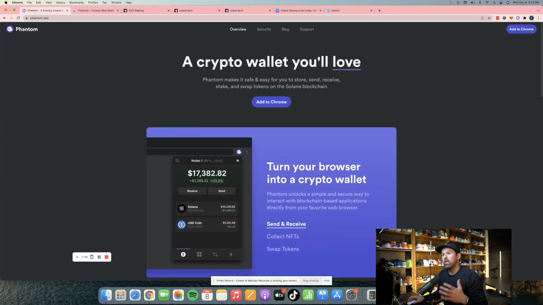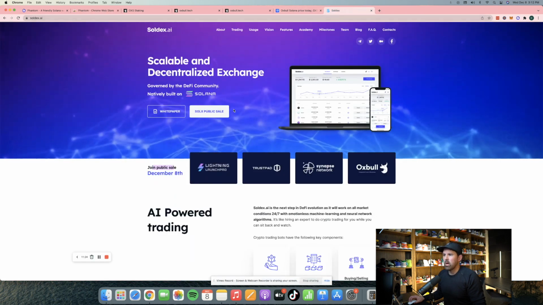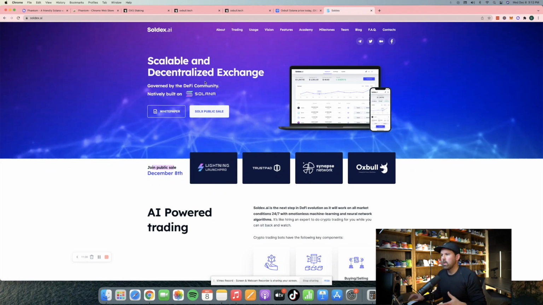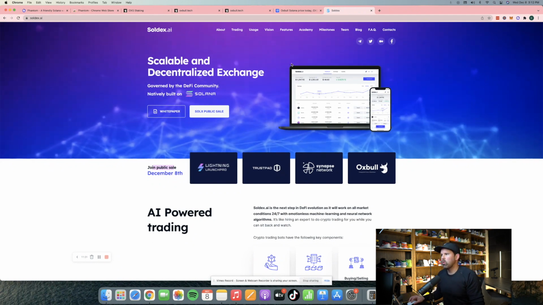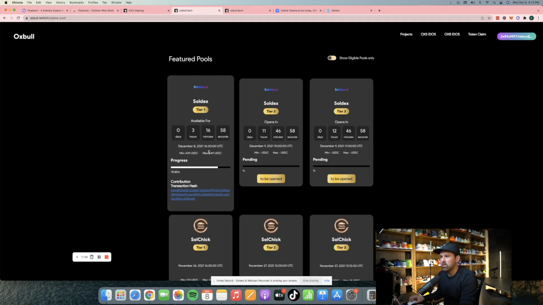The first thing that you would need to do is download the Phantom wallet. So you go to add to Chrome, it'll pull up this. You click the add to Chrome button, it will pop up here. You create your wallet, write down your 12-word seed phrase, and then all of a sudden now you can start investing. I use KuCoin, and then I transfer the Solana over, and then we were able to get into the Soldex Tier 1 offering.